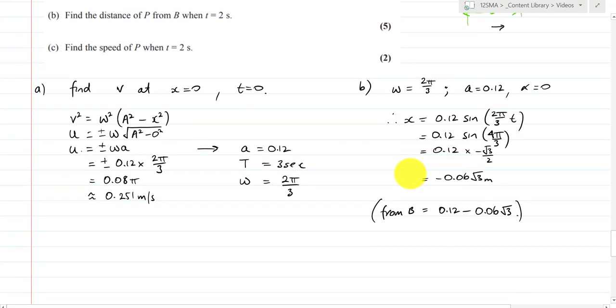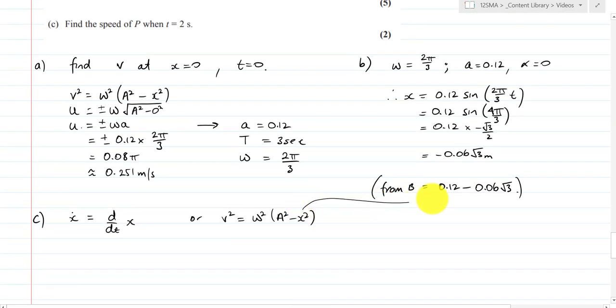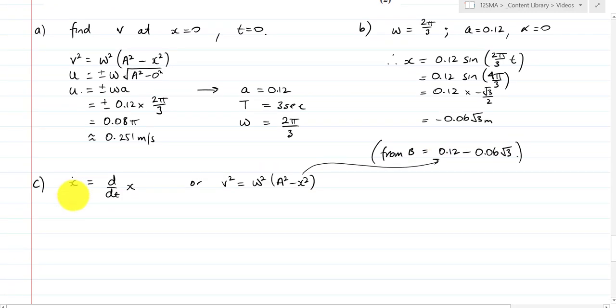So that's part B. And then part C, our final part, is find the speed of P when t equals 2 seconds. So this is a fairly simple question. We've got two options. We've got x dot equals d/dt of x, do a bit of calculus, substitute in, or we've got this one, v squared equals omega squared times (a squared minus x squared). So we've got two options if we want to use them, and of course we know the x value there, but let's go through and do this x dot, dx/dt, if we need to.